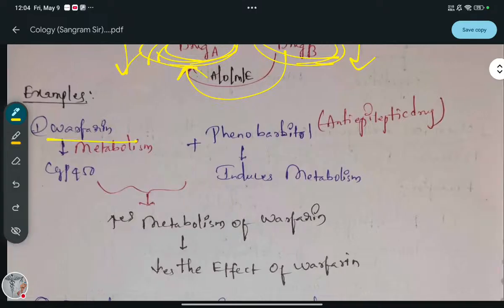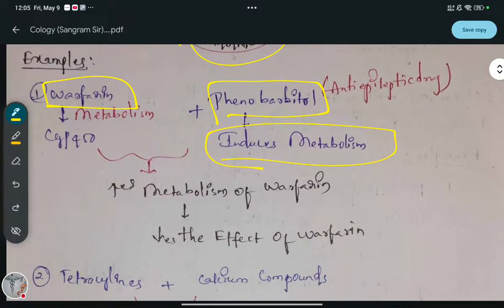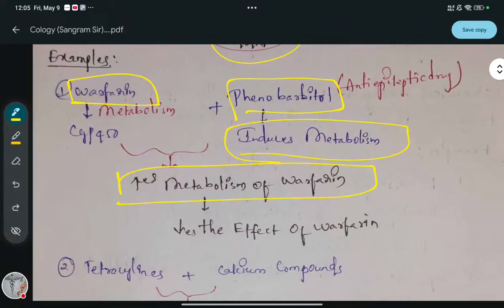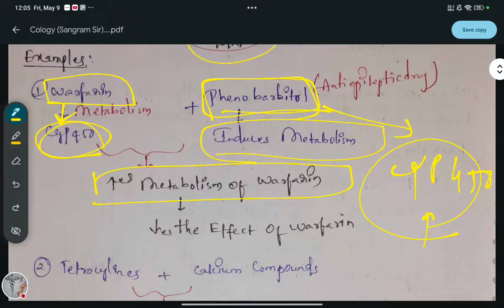Number one is warfarin. So see here, if warfarin is taken along with phenobarbital, then what will happen? This phenobarbital induces the metabolism, ultimately increases the metabolism of the warfarin. So why is the metabolism of warfarin increased? See, warfarin is metabolized by CYP450, and this phenobarbital increases the CYP450 enzyme. So it is called CYP450 enzyme inducer. Phenobarbital is a CYP450 enzyme inducer.